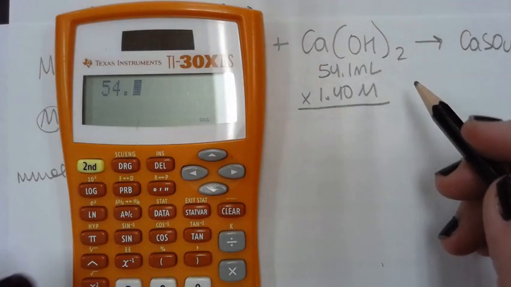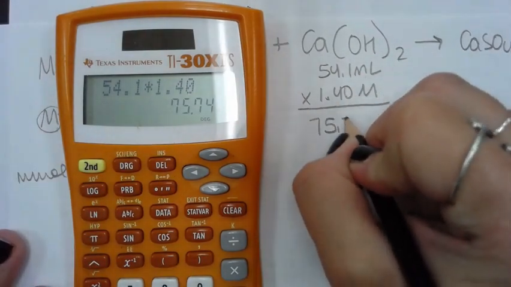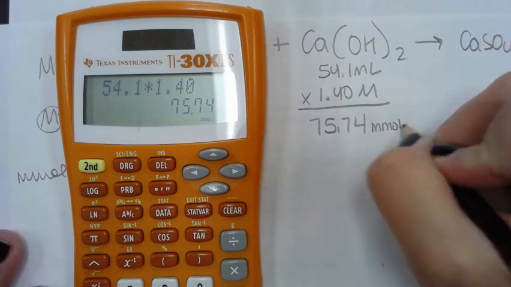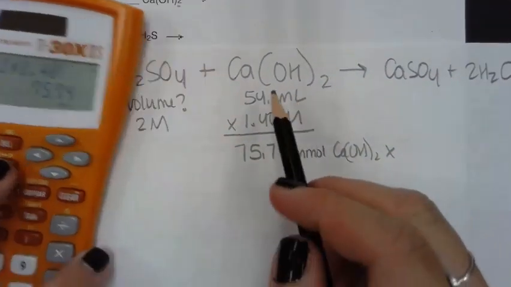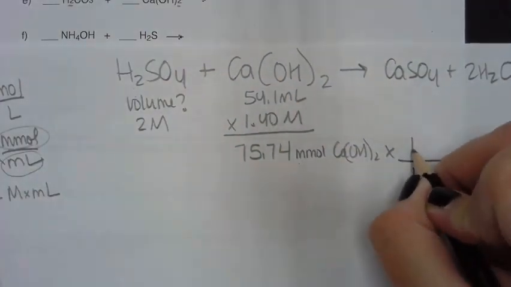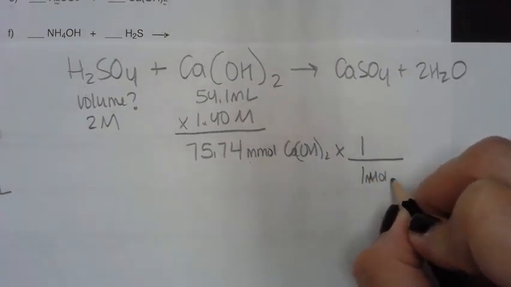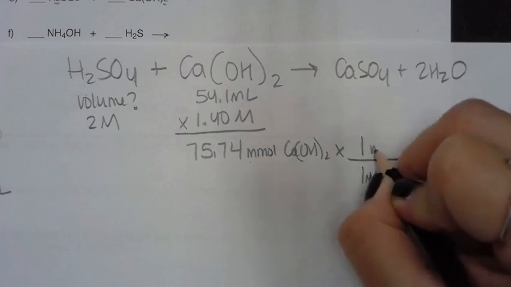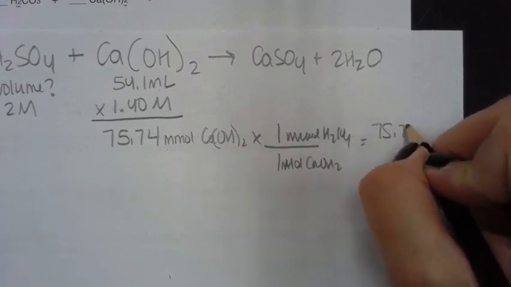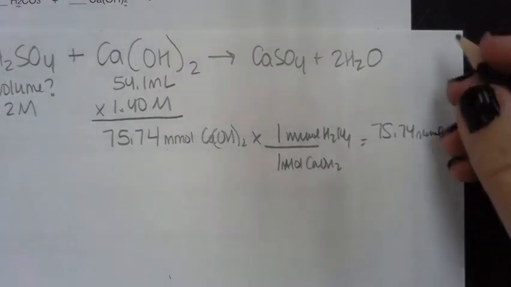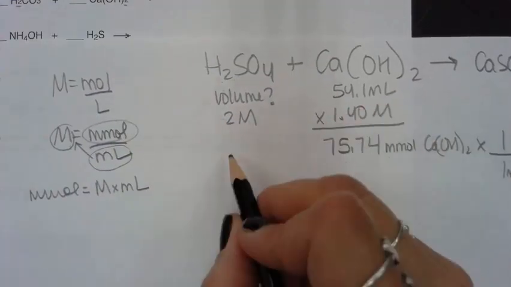So 54.1 times 1.40, 75.74 millimoles of my CaOH2. Now that I have millimoles of that, I'm ready to use my recipe. It's a 1-to-1 mole ratio. You've got to at least write the 1-to-1 for me. Millimoles of the CaOH2 to 1 millimole of the H2SO4. Same number. Now I've switched it to the H2SO4. Then I'm going to use the molarity equation.